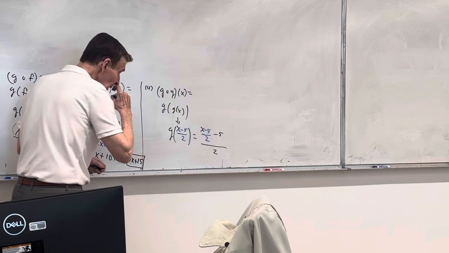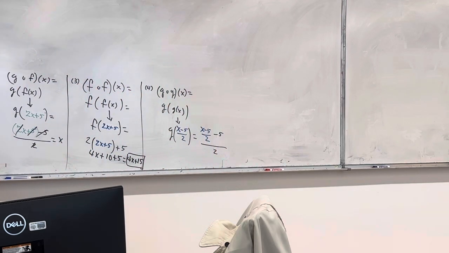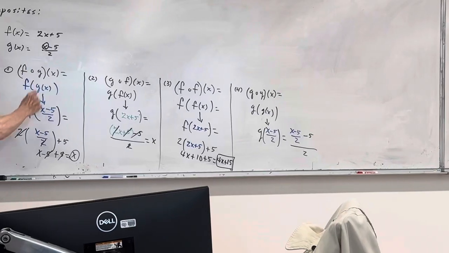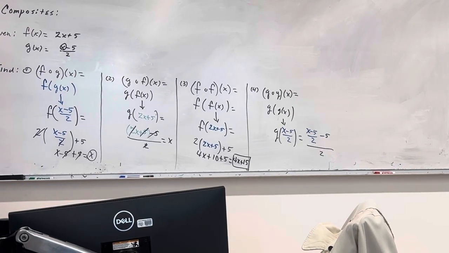Guys, see if I put that in correctly. G of x subtract 5 over 2, go back to the G function here, and replace this x, substitute it with the blue. And leave everything else the way it is. Did I do that correctly?